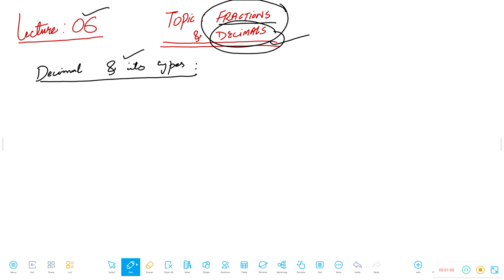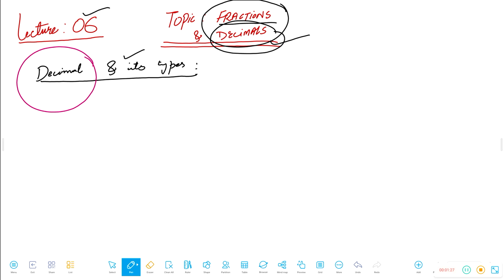Now as far as decimals are concerned, they have a strong link with fractions. That's why the topic's name is fractions and decimals. You won't understand decimals unless you go through fractions. Why? Because decimal is another way of writing fractions. Let me write here what decimals are.